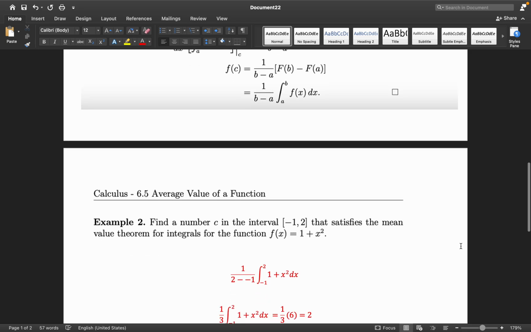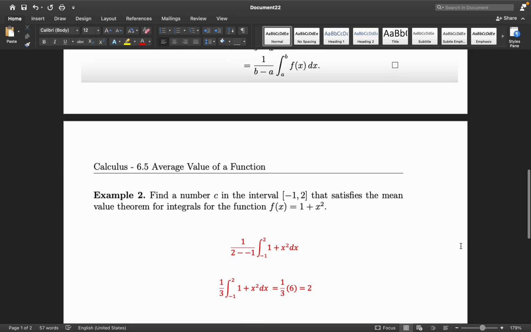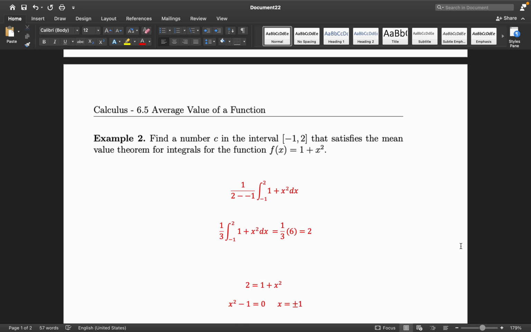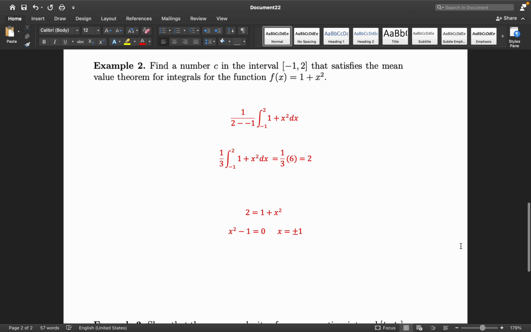So I got my integral, I solve it, it's 2 for the average. So I set 2 equals 1 plus x squared. I subtract 2, and I factor, and x is positive or -1.